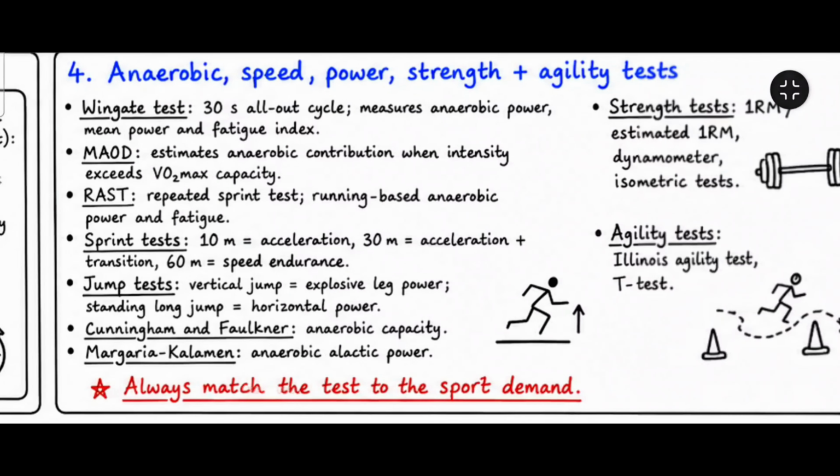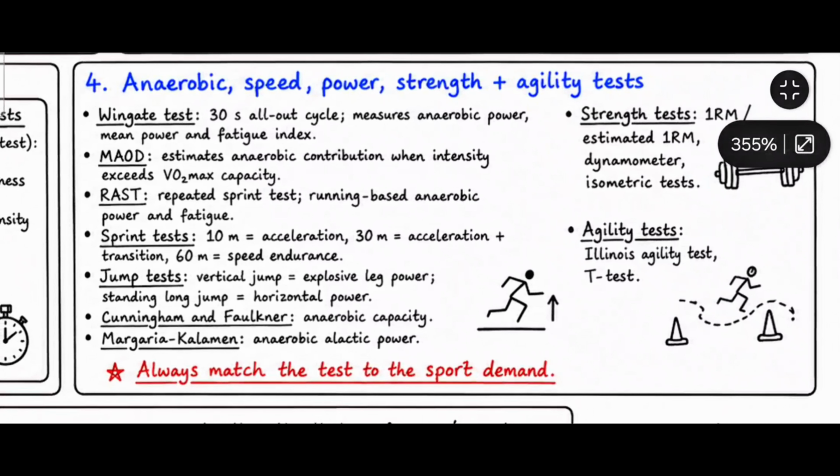The Wingate test. So this is a test where you go 30 seconds all out cycling against heavy resistance. And this measures anaerobic power and anaerobic capacity. Outputs often include peak power, mean power, and a fatigue index. The strength of the Wingate test is that it's good for anaerobic performance and to build an anaerobic profile. The limitation is that you need lab equipment, and it's only specific for cycling.